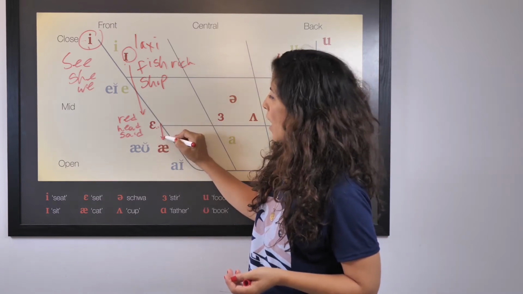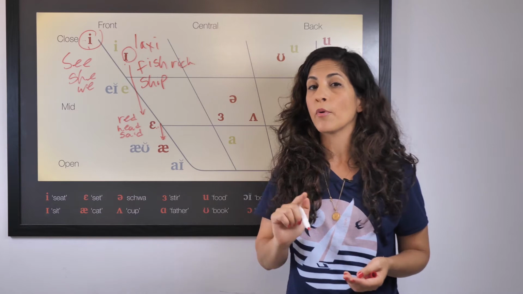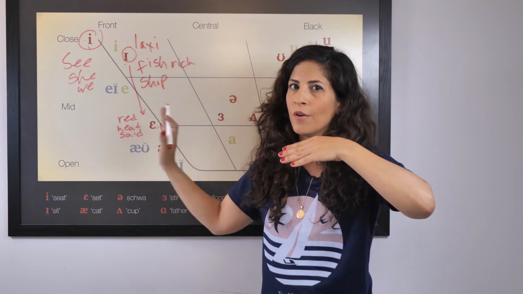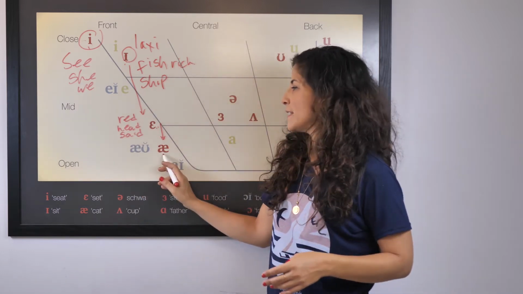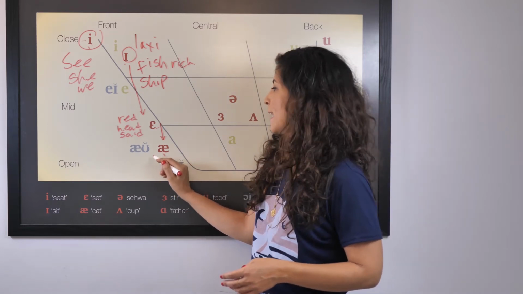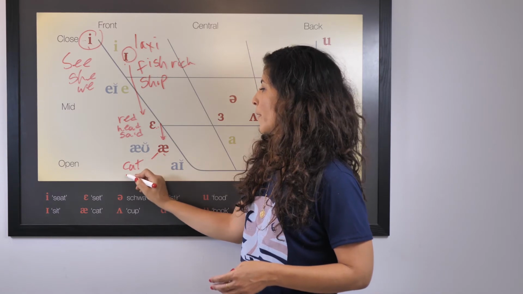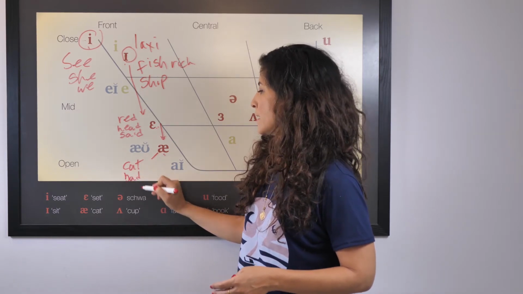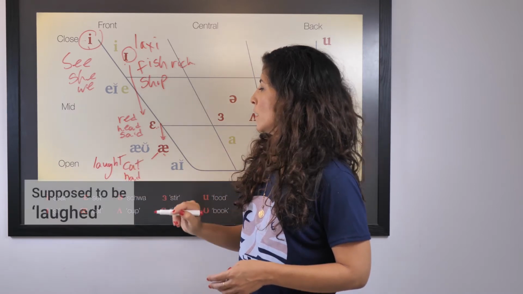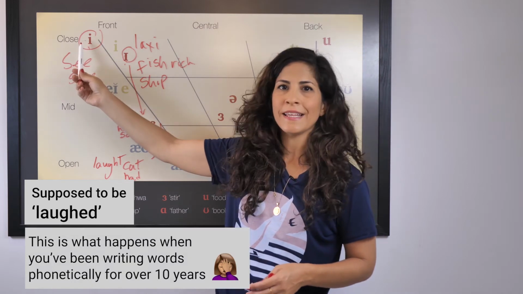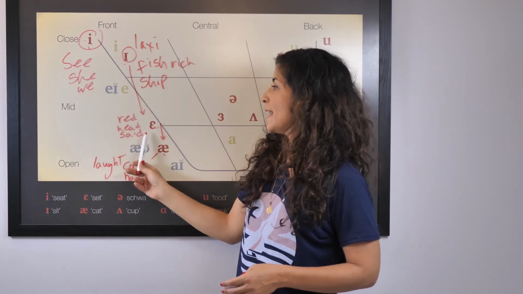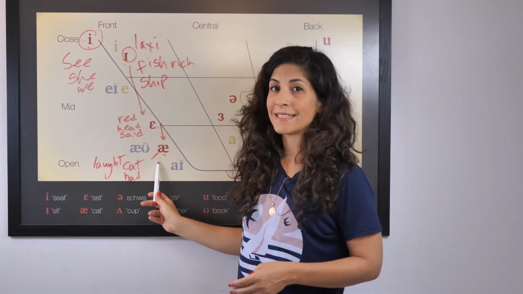If I drop my jaw a bit more, lower my tongue a bit more, remember I need to keep the tip of the tongue forward because it's on the front, on the left side of the chart, right? Then we get to the A as in cat. Bat, cat, happy, right? Cat and bad and laughed. So we have the tense E as in seat, the relaxed I as in sit, the E as in set, and the A as in sat.